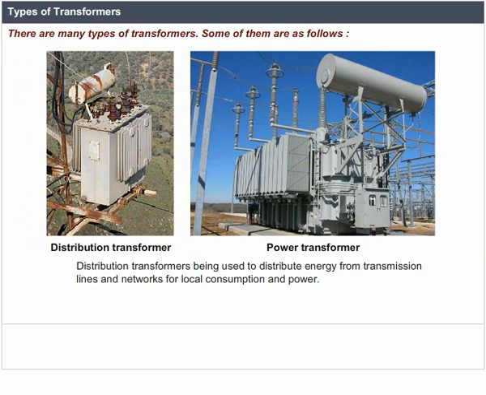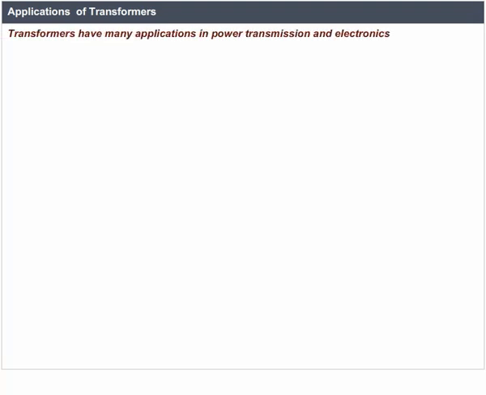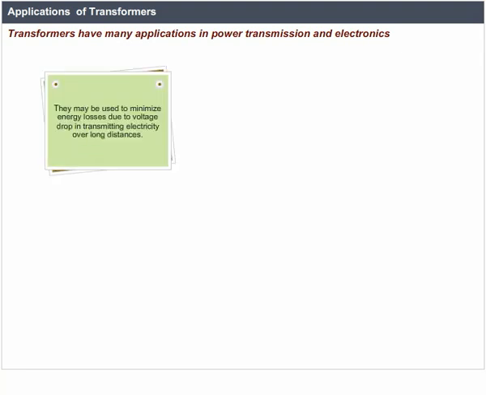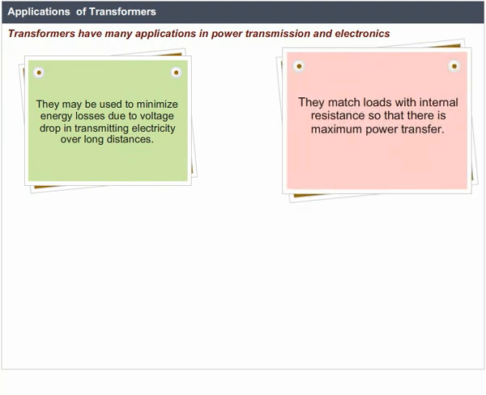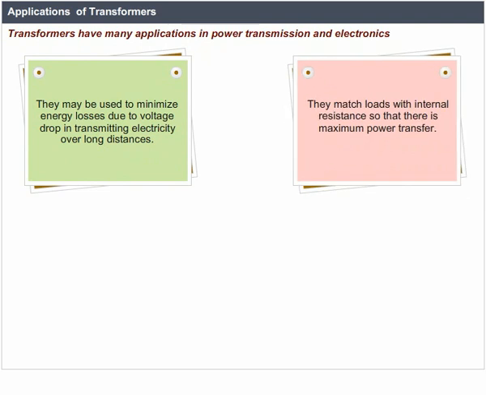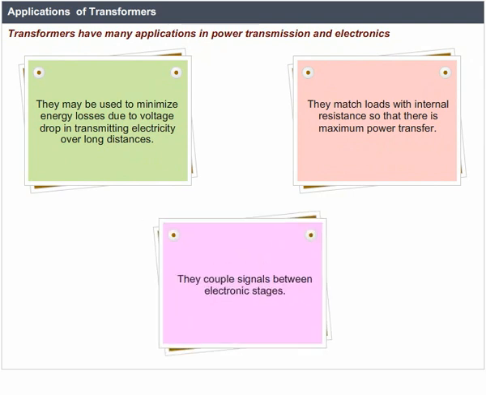Distribution transformer, power transformer. Distribution transformers are used to distribute energy from transmission lines and networks for local consumption and power. Applications of transformers. Transformers have many applications in power transmission and electronics. They may be used to minimize energy losses due to voltage drop in transmitting electricity over long distances. They match loads with internal resistance so that there is maximum power transfer. They couple signals between electronic stages.